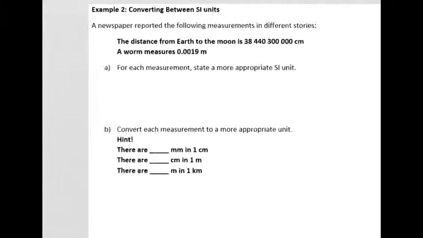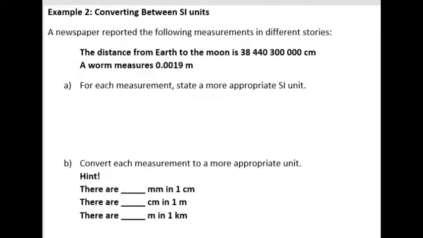All right, let's do some conversions now. A newspaper reported the following measurements in two different stories. The distance from Earth to the Moon is 38,440,300,000 centimeters. Whoa. A worm measures 0.0019 meters.